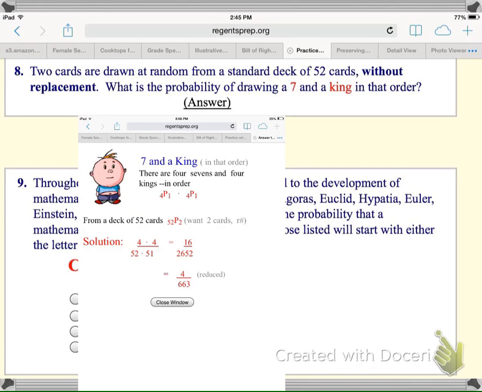Okay, it says a 7 and a king in that order. There are 4 7s and 4 kings. So we have 4P1 times 4P1 from a deck of 52 cards, 52P2, because we want 2 cards. It says we're going to draw 2 cards at random. So 4 times 4, and that comes from multiplying the 4P1 times the 4P1. So 4 times 4 is 16, and 52 times 51 is 2,652. And if we reduce this, that is 4 out of 663.